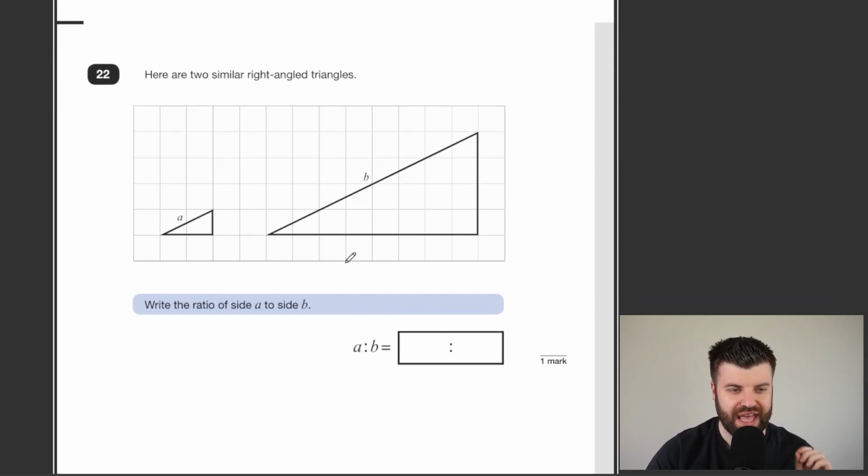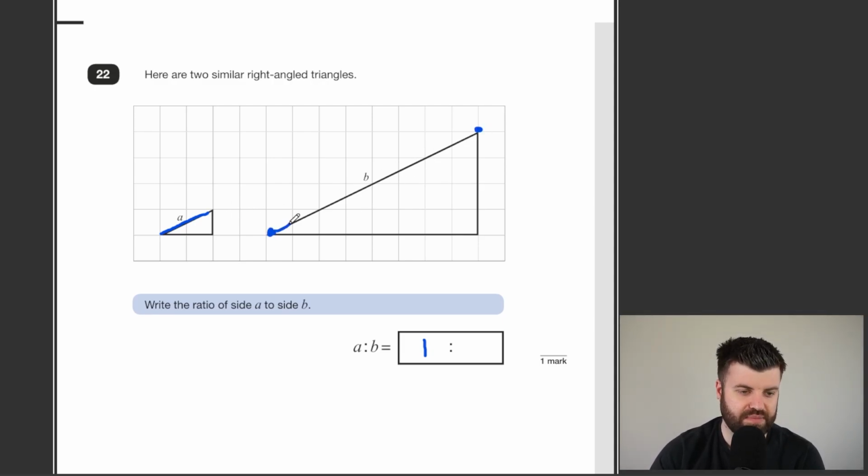Question 22. Here are two similar right-angled triangles. When we say similar, they can be different sized, but they are going to be the same angles inside, even though the lengths are different. Write the ratio of side A to side B. What we're asking here is, if side A is worth 1, so this line here is worth just 1, how many of those 1 can we fit into side B? And that would give us our ratio.